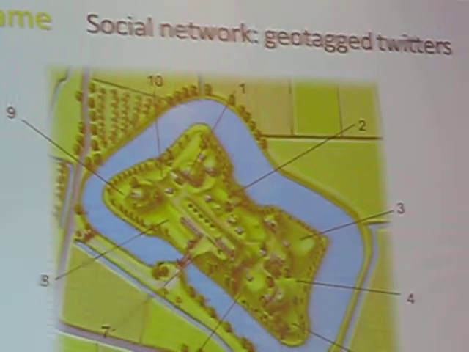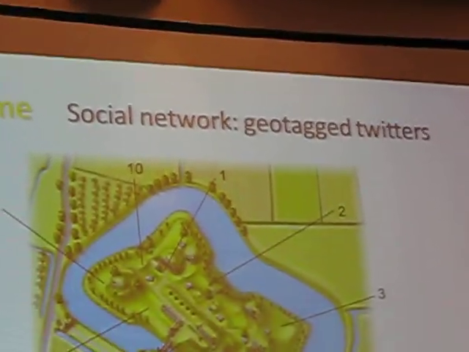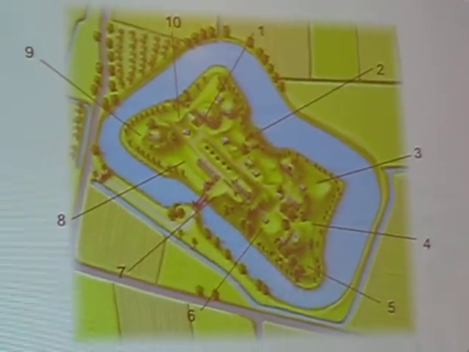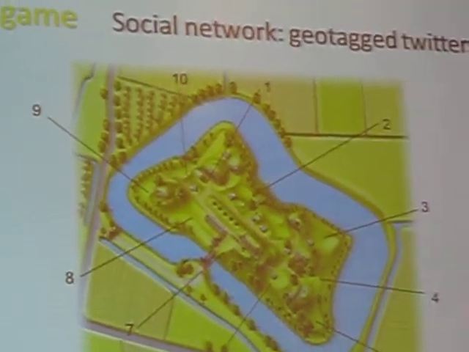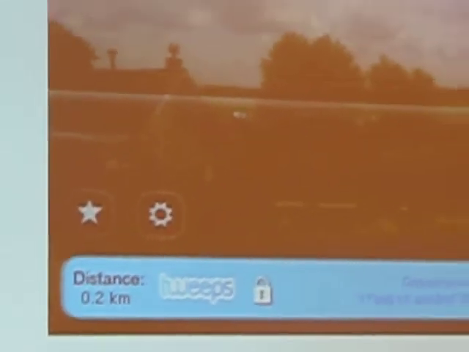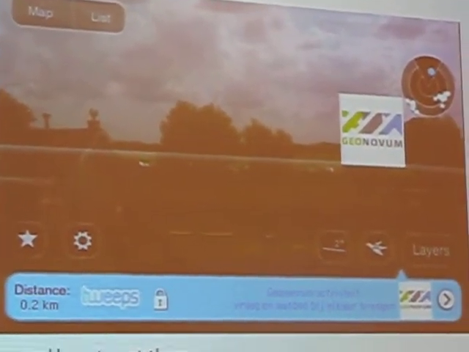Another game has to do with social network. We have this Twitter which is geo-tagged nowadays. And we have 10 questions on the fortress on different locations. And on every location you can Twitter your answer geotagged. And the fun thing of this is that then with the application layer, also for the iPhone, you just look through your camera and you see this augmented reality on top.